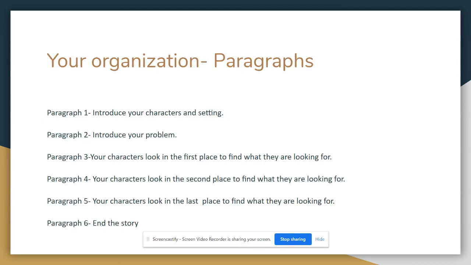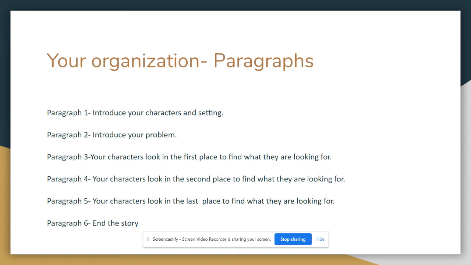Here's how you're going to organize your story. And this is really important because your parents have been telling you for a long time, or your teachers, write in paragraphs. So your first paragraph is to introduce your characters and your setting. So you can pause the video and write that now, or you can just keep this up and running. Paragraph 2, introduce your problem.